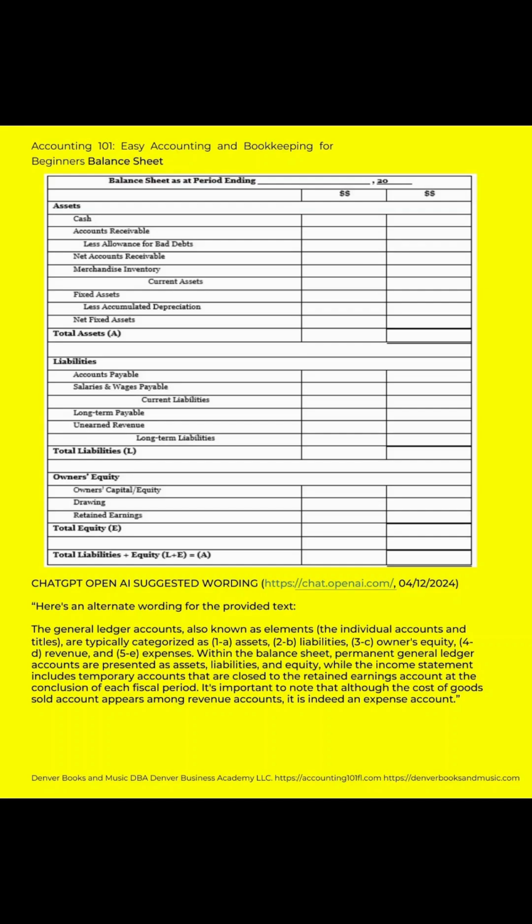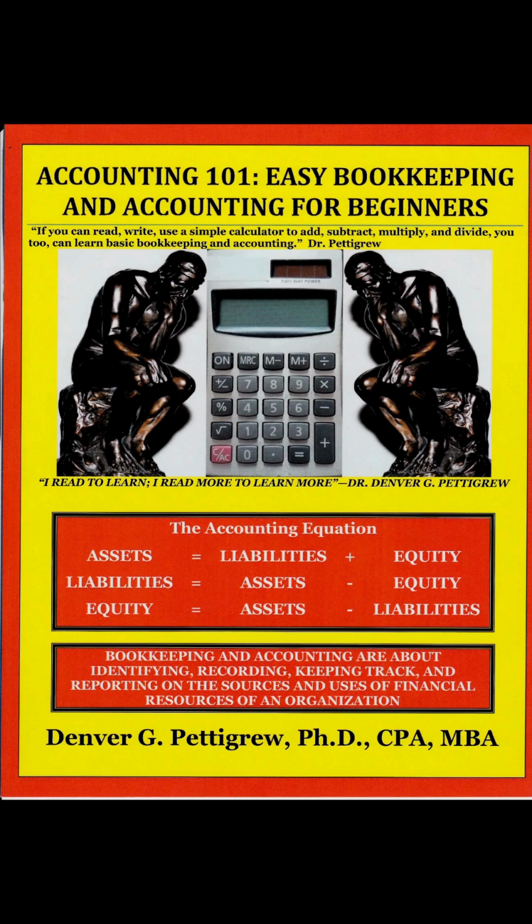Liability accounts in the general ledger normally contain credit balances and are subdivided into current liabilities and long-term liabilities, including unearned revenue.